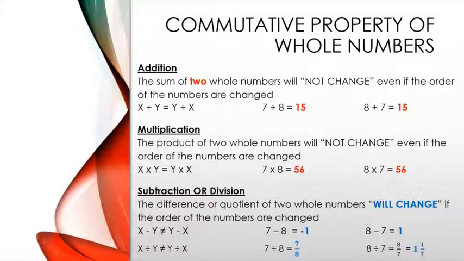For example, in division, x divided by y is not equal to y divided by x. So if we replace that by 7 divided by 8, which is equal to 7 by 8, and if we change the order, it will be 8 divided by 7, which is equal to 8 by 7. We already know fractions, so 8 by 7 is an improper fraction. To make it a mixed fraction, it will become 1 and 1 by 7.